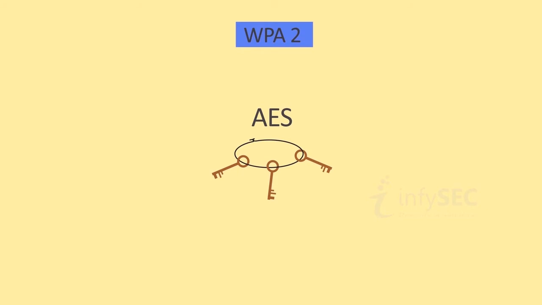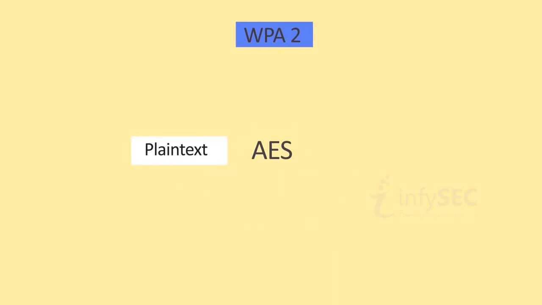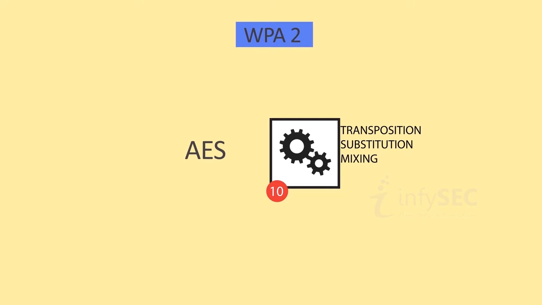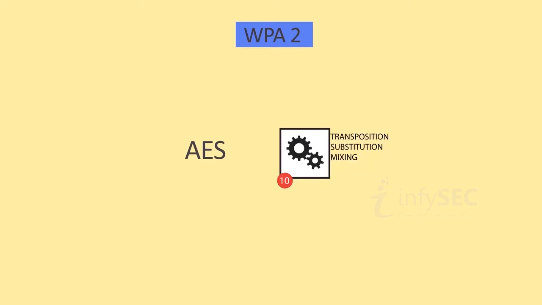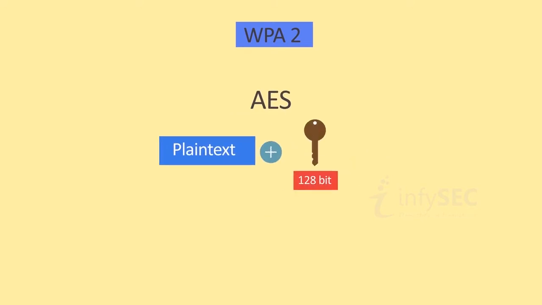AES allows generating a 128-bit key, 192-bit key, or a 256-bit key for authentication. The plain text in a WPA-AES encryption undergoes 10 cycles of transposition, substitution, and mixing before getting XORed with the 128-bit key that is nothing but the passphrase XORed with the state array and appended with the 56-bit initialization vector.